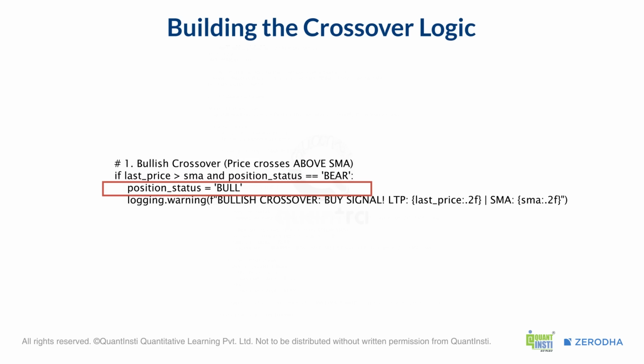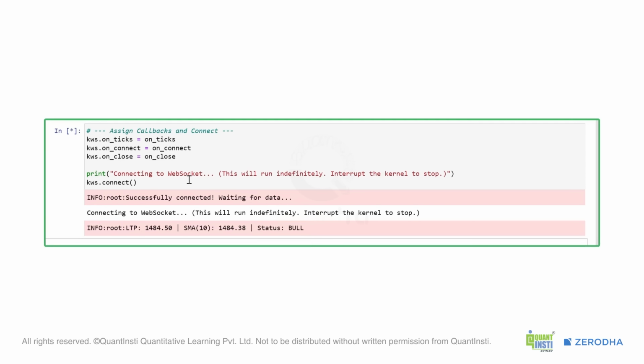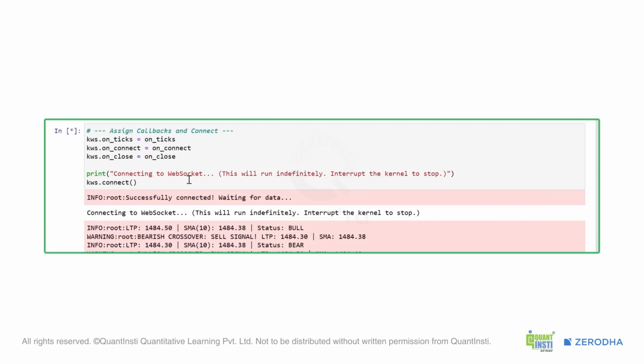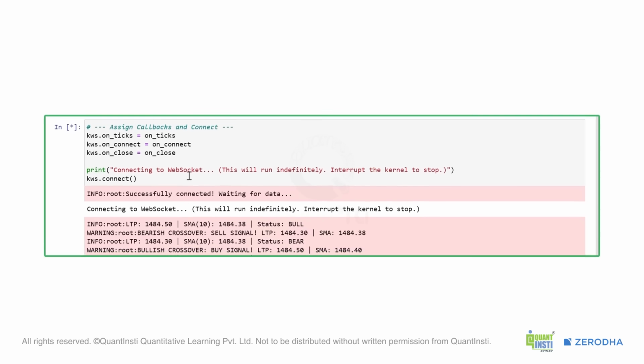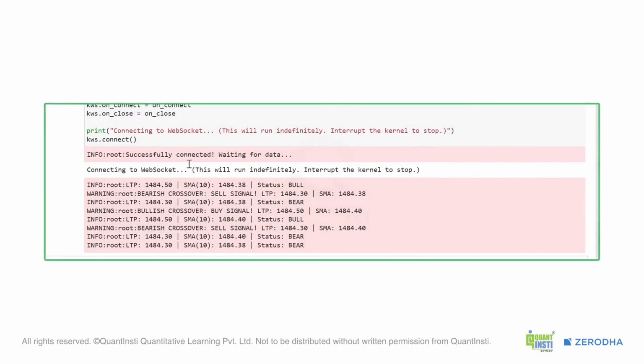Okay, watch the logs. There, you see that? The moment the LTP crossed above the SMA, we got our bullish crossover buy signal. If the price now drops, we'll see the sell signal. And that is how you build a trading strategy.